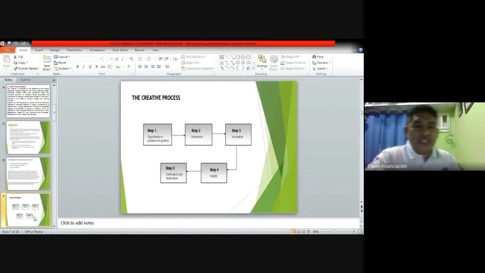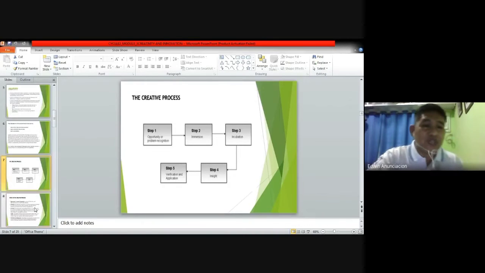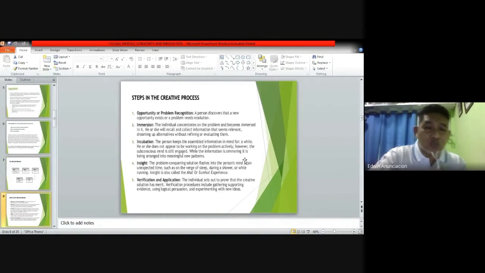So this is the creative process. Step one, the opportunities or problem recognition. And then step two, we have the immersion. Step three, we have the incubation. And then step four, we have the insight. And then step five, verification and application. So we will be tackling them or discussing them one by one. So these are the steps in creative process. Okay?